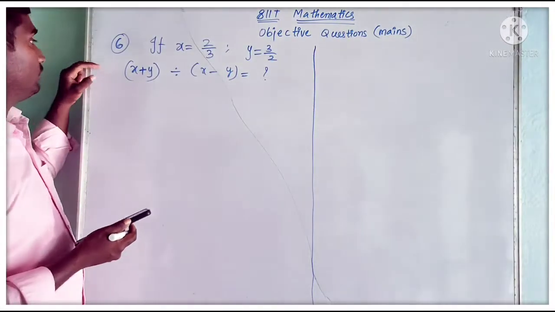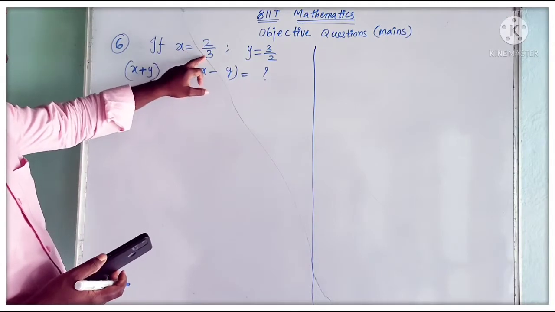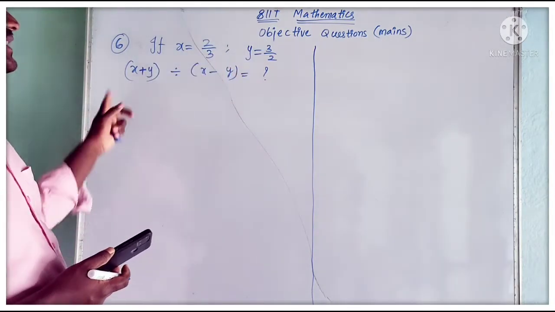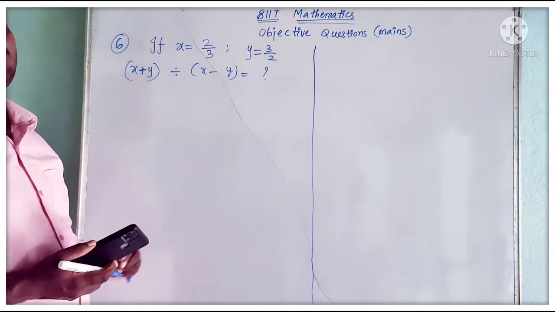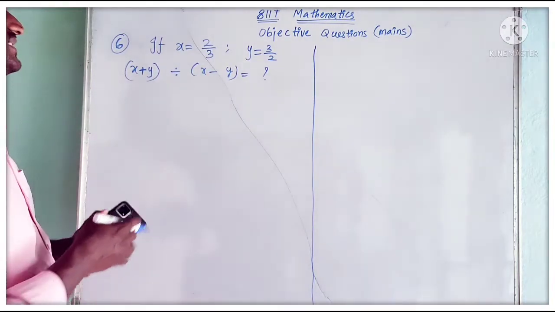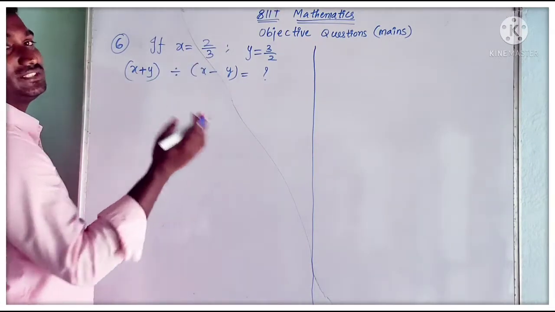Now we are discussing the sixth question, children. In that, if x equal to 2 by 3 and y equal to 3 by 2, then find the value of x plus y divided by x minus y. First, we know the x value and y value. You can just substitute and simplify.